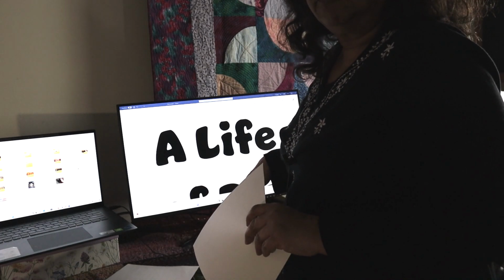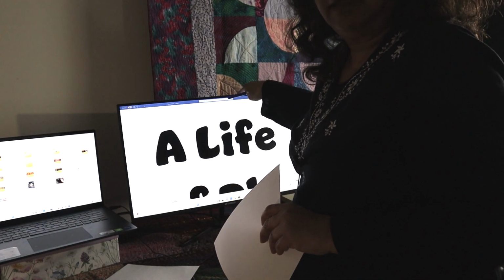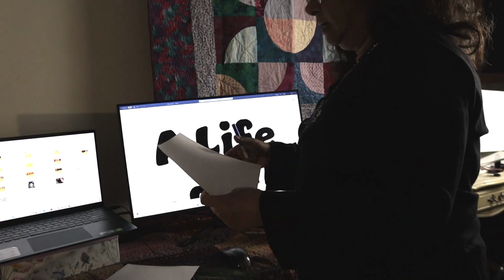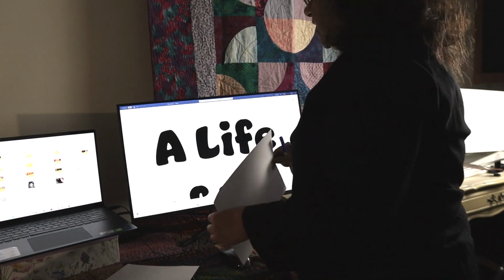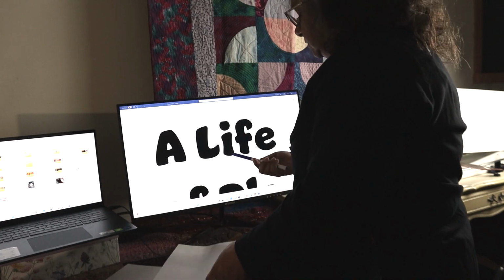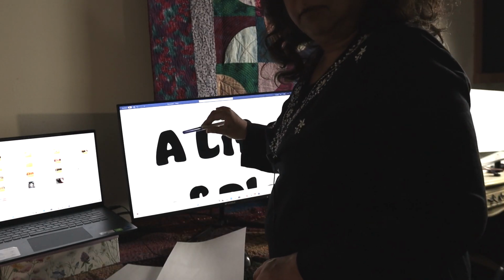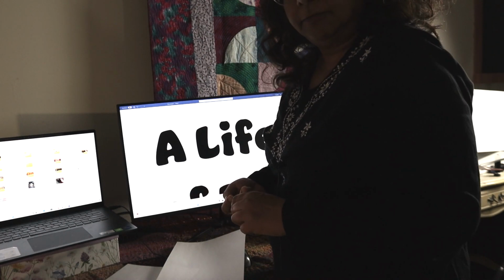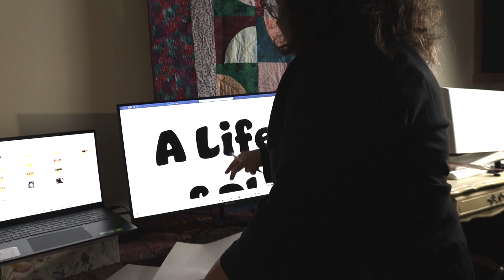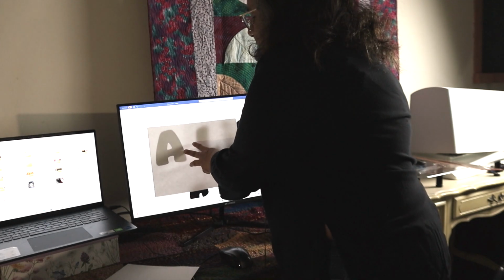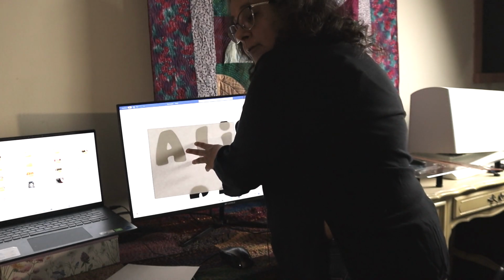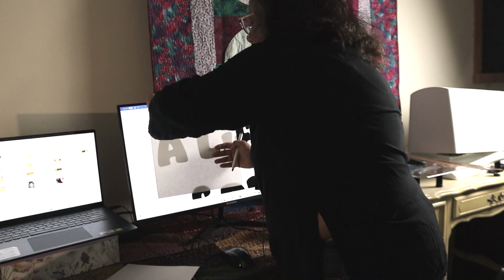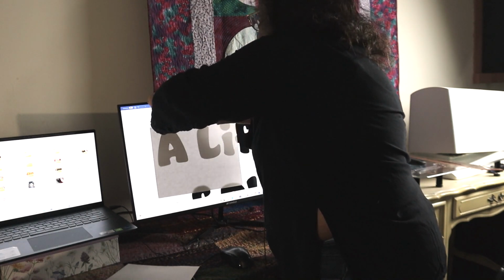There are other options to doing this. I could print this out and then trace it, or I could find another pattern that has letters and enlarge it or reduce it on my printer. I am using a washable marker. I have to press very hard to get the letter onto the paper, and if I do draw outside of the paper, then it'll be easy to clean up from the monitor.